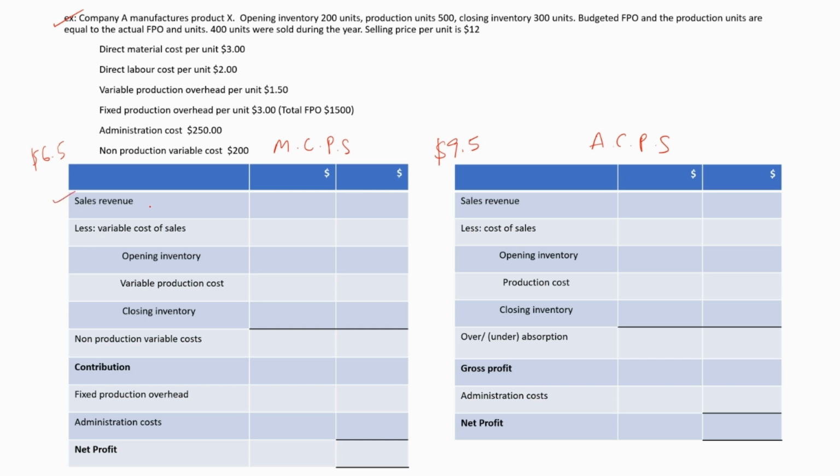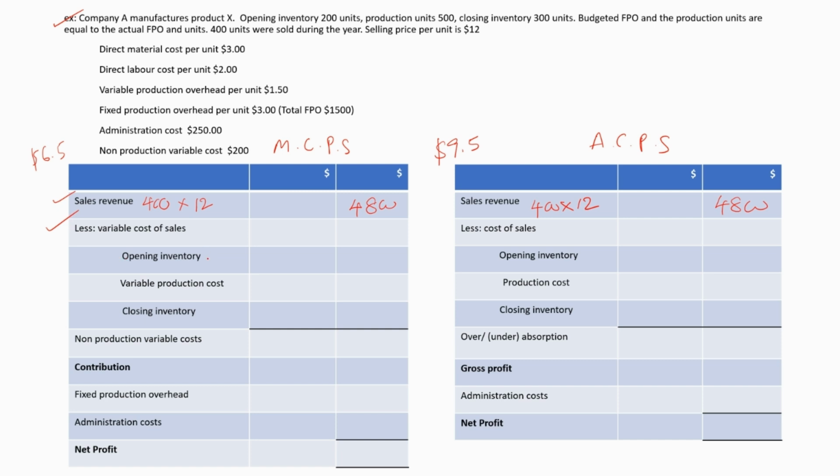So the sales revenue is equal to 100 units multiplied by $12, because they have sold 100 units during the year and the selling price per unit is $12. So the sales revenue figure is equal to $1,200. Now we have to calculate the variable cost of sales.